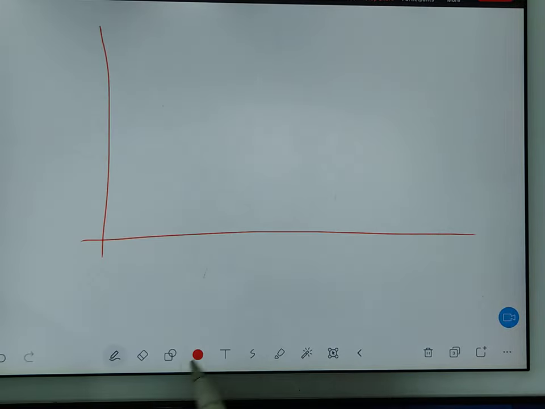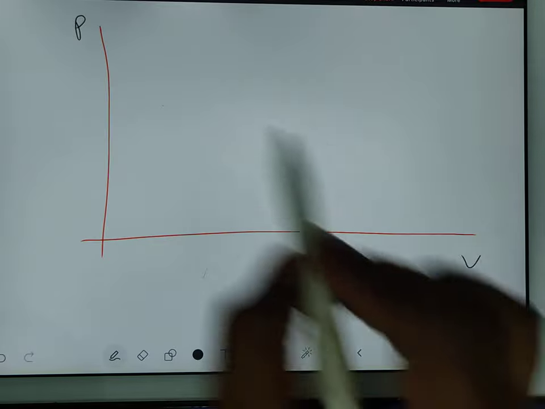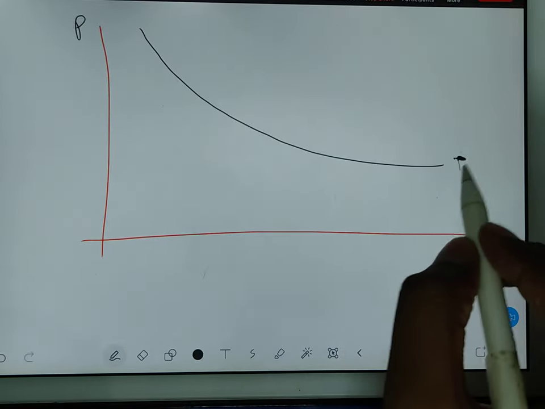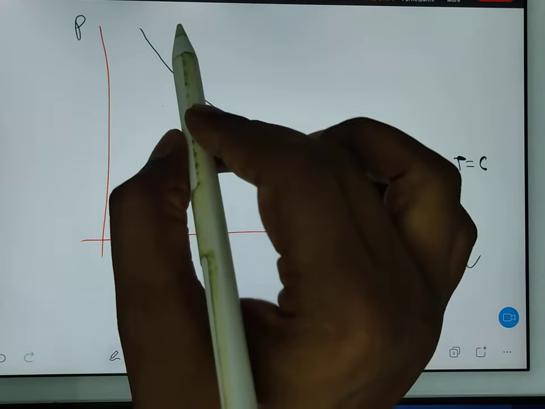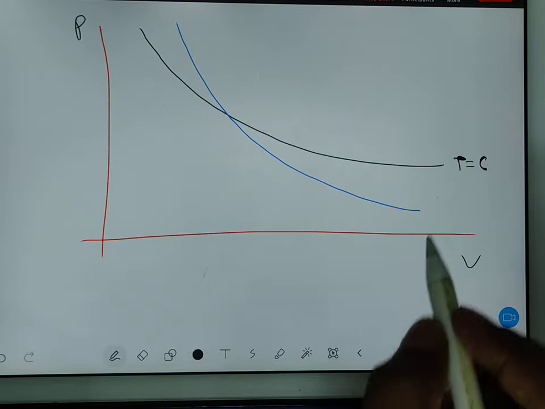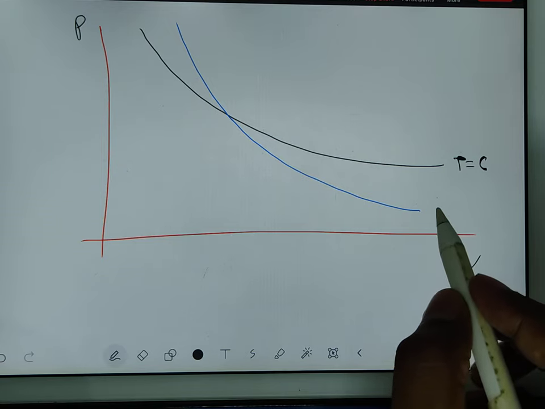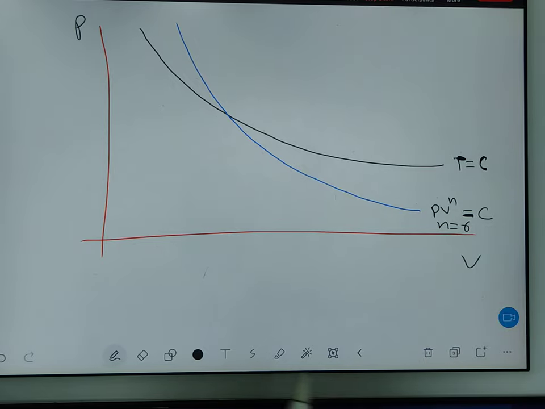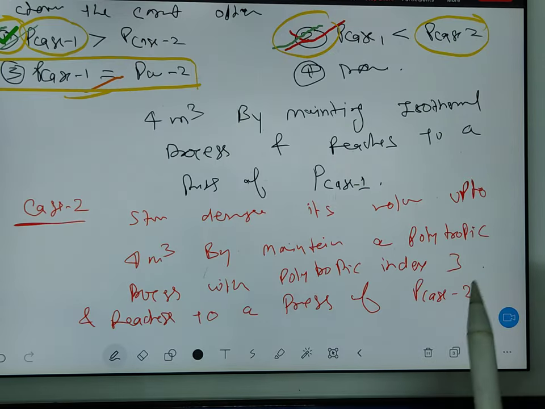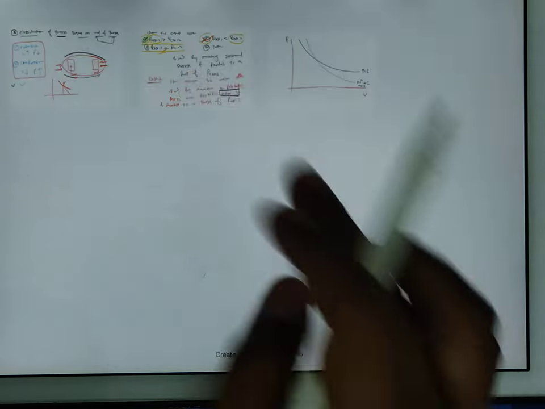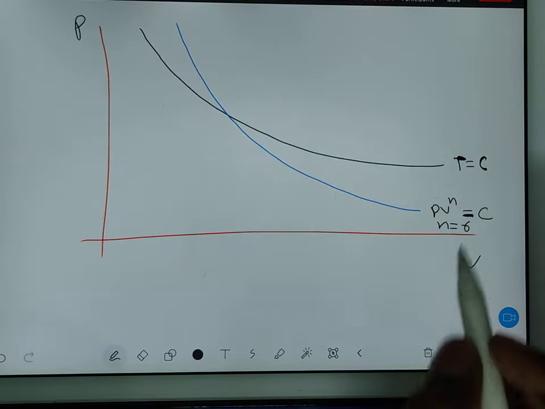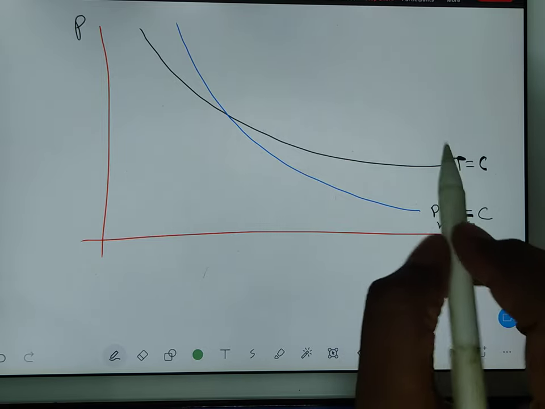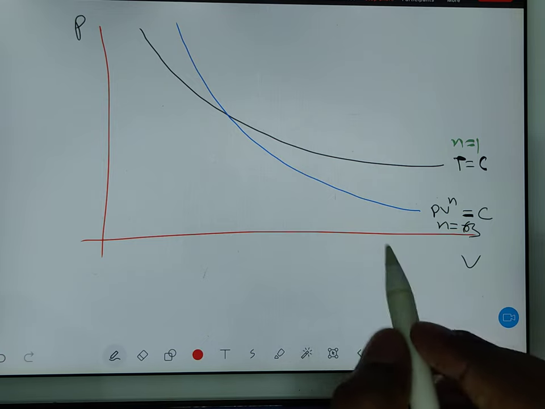I'm changing the page. See, on this PV diagram, first you draw, this is P and this is V. First you draw your isothermal line. So this is your T equal to constant line. And then you draw this line. Suppose this is your polytropic line where PV^n equals constant is used and n is equal to 6 is there. You can check in the question it is mentioned. Polytropic index is 3, sorry, 3 is there. So anyway, 3, 6 doesn't matter. Main intention is that here your n value is 1.